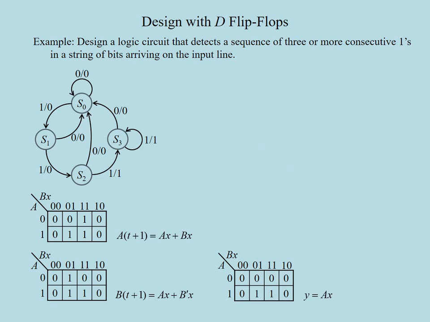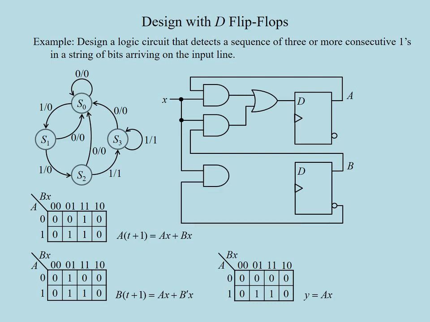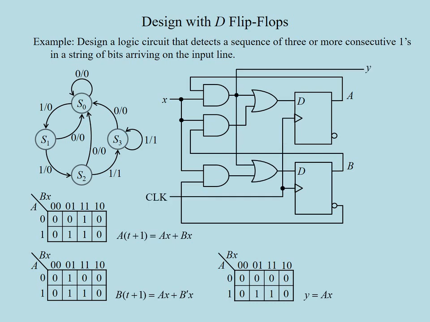To draw the circuit diagram, we will connect the expressions for the next states directly to the D inputs of the flip-flops. So we need AX, BX, and we combine them with an OR gate to obtain the input for the A flip-flop. For the input of the B flip-flop, we generate B prime X and then OR it with AX. We complete the circuit with the clock connections.